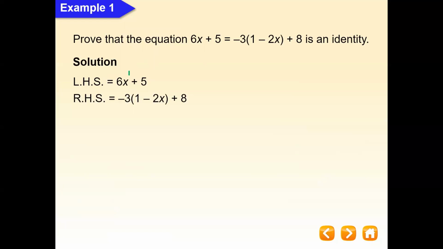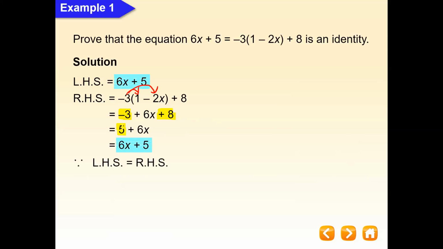First, we expand and remove the bracket like this. Right-hand side equals -3 + 6x + 8. Next, we simplify and group the like terms. We get right-hand side equals 5 + 6x. Of course, we write right-hand side equals 6x + 5.